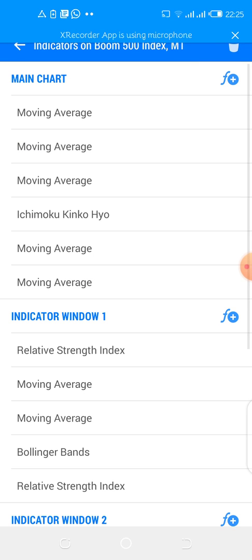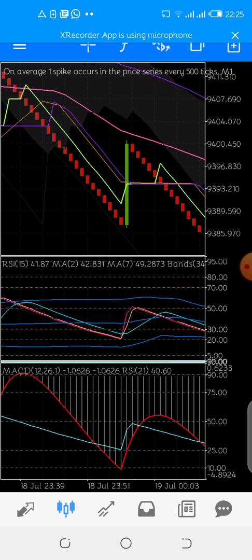Okay, so that was it for today. So we've done the settings for the MACD window and for the main window.